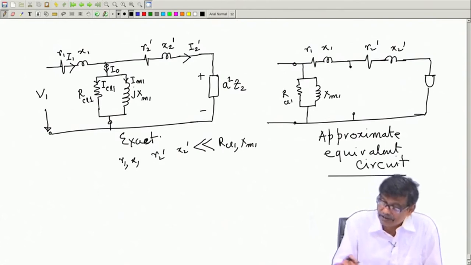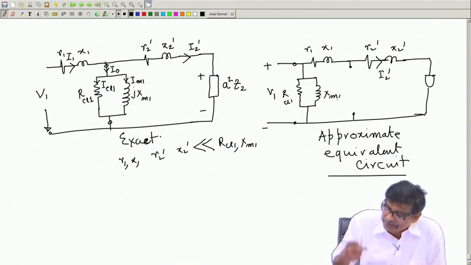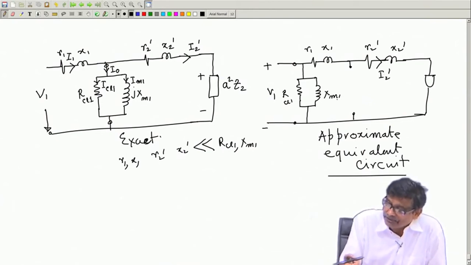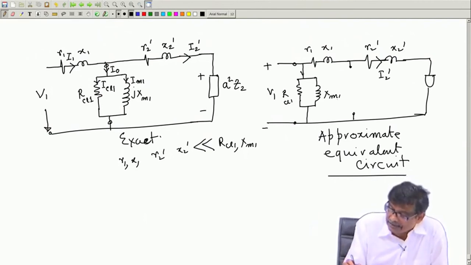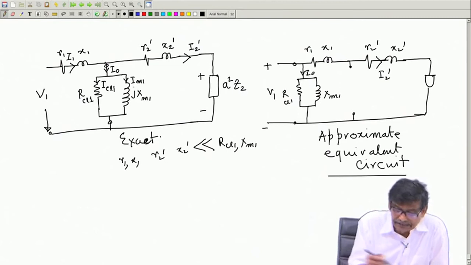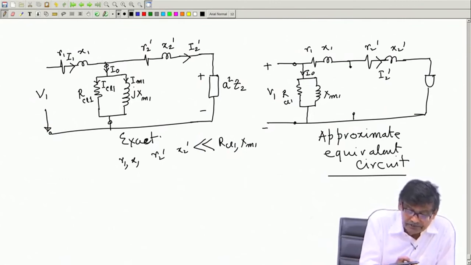Show the parallel branch in front of the supply V1, and then this current is your I2 dashed, as if we are pretending R1 X1 only I2 dashed is flowing. How does it matter? And this current is no load current. Let us see how much difference it will have. V1 minus this drop, that voltage divided by this branch gives you I naught.